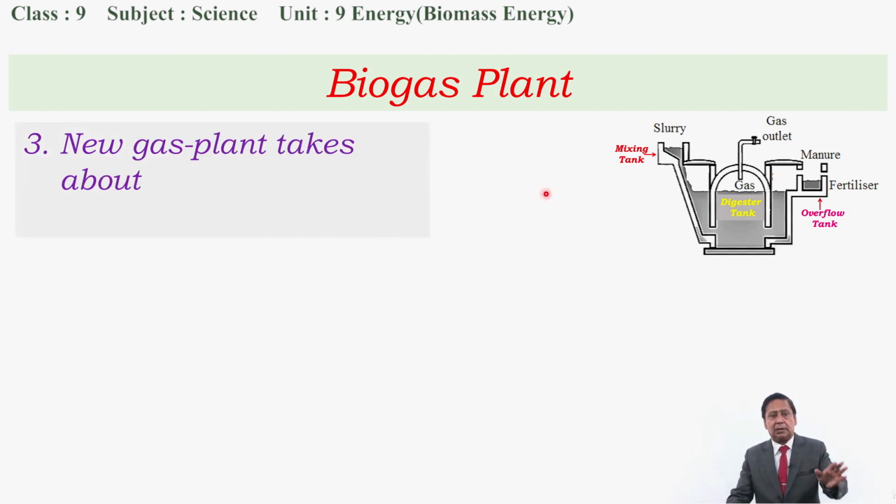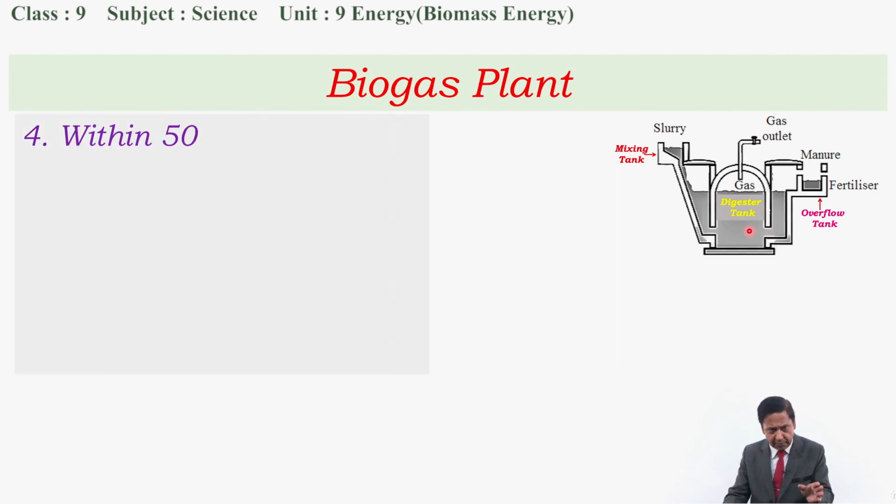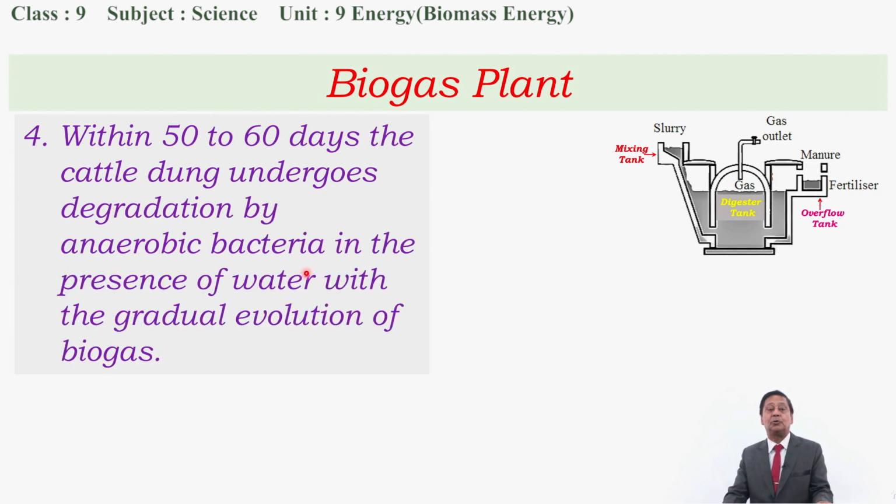And then the new gas plant takes about 50 to 60 days to become operative. It takes 50 to 60 days for destructive distillation and the production of biogas. Within 50 to 60 days, the cattle dung undergoes degradation by anaerobic bacteria in the presence of water with the gradual evolution of biogas. Anaerobic bacteria means the bacteria which survive in the absence of free oxygen, but in the presence of water, it decomposes the biomass which contains protein, carbohydrate, fat. It decomposes them and forms mainly methane gas along with carbon dioxide, hydrogen and hydrogen sulfide.